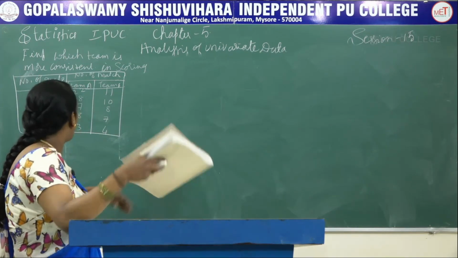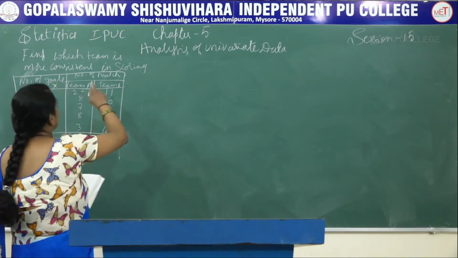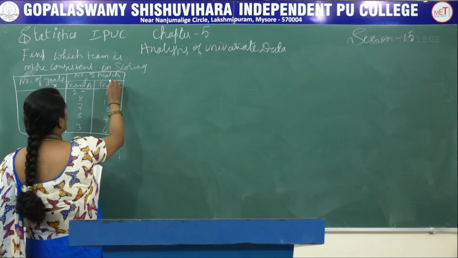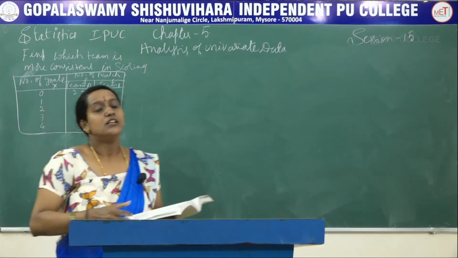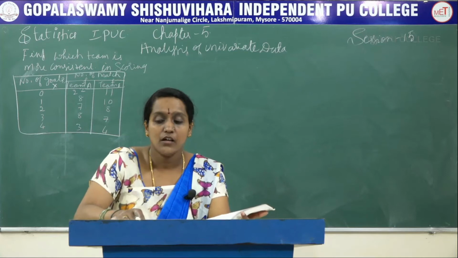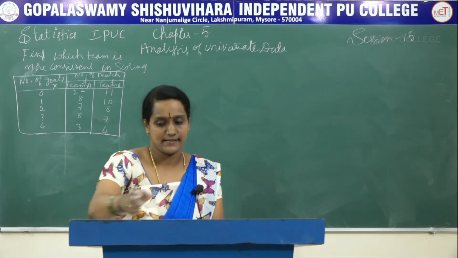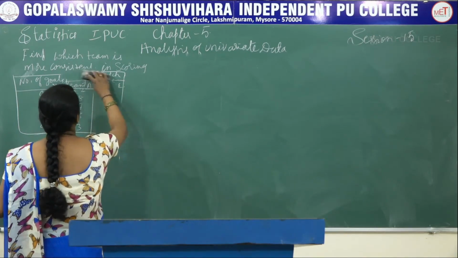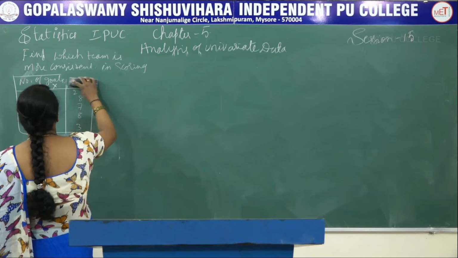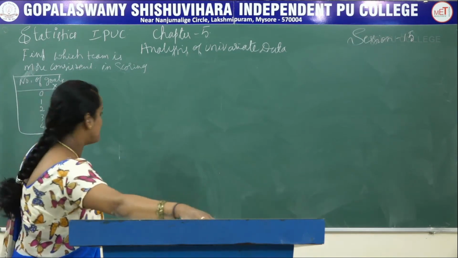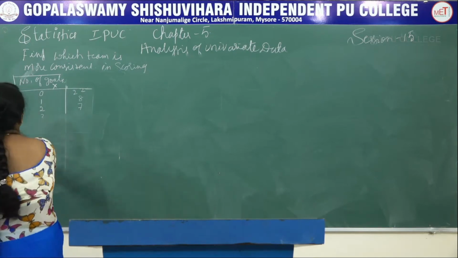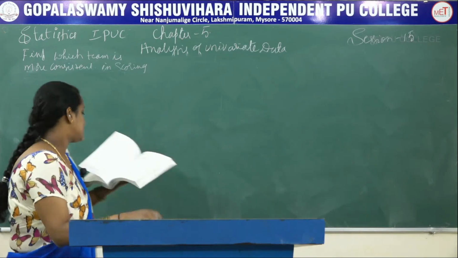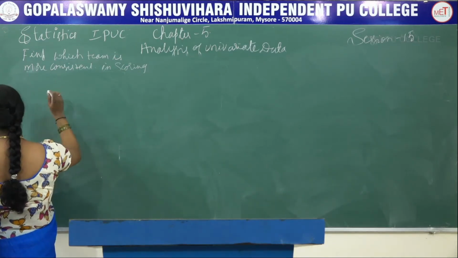Here the number of goals we call X, and number of matches is F, frequency for team A and frequency for team B. So now we have to see which team is more consistent. First I'll take only team A. First calculate CV for team A.